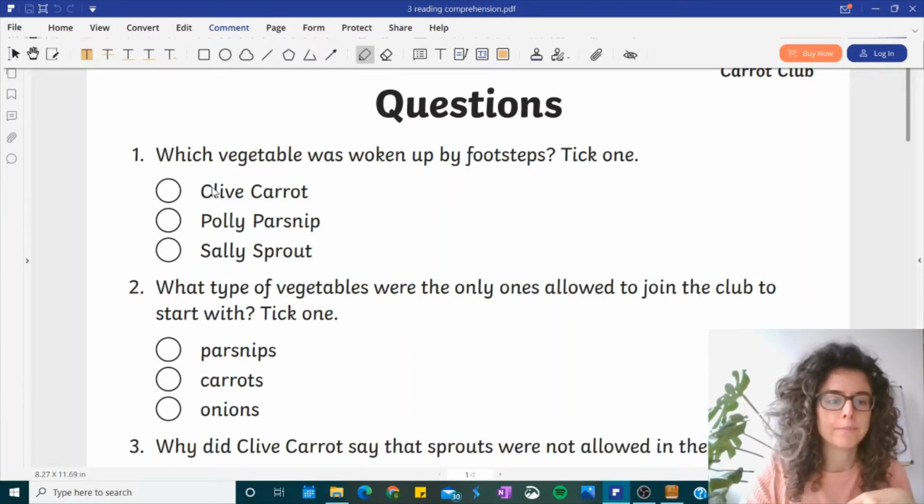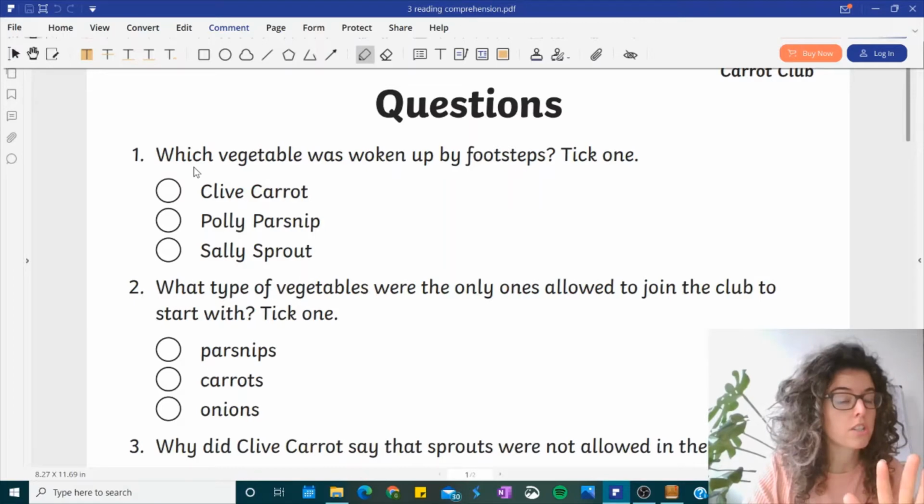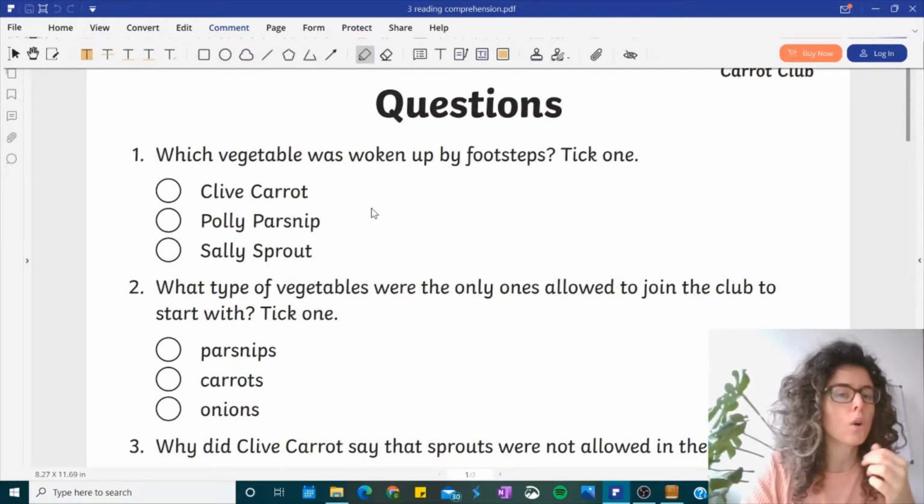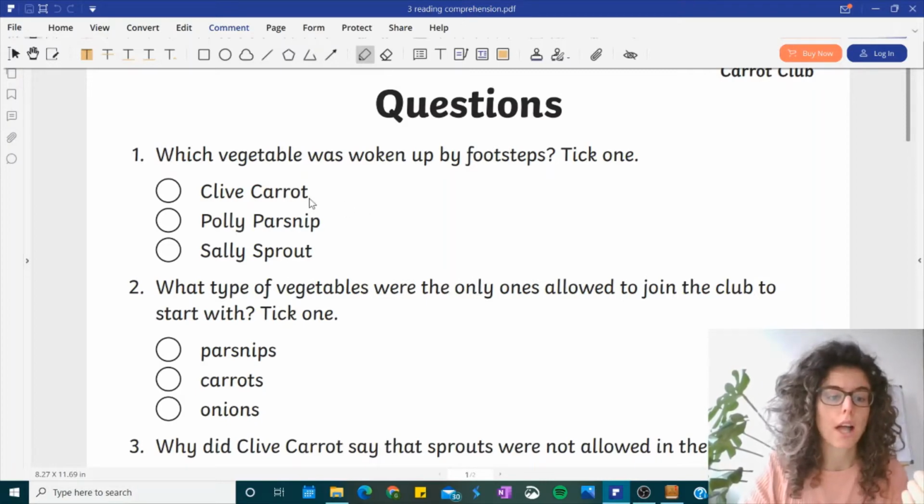Number 1. Remember, you have finished this already if you are watching this video. Number 1. Which vegetable was woken up by footsteps? Tick 1. So we have to remember which vegetable in the beginning of the story was woken up by the carrots. So Clive Carrot is an option or a choice. Polly Parsnip is another choice. And Sally Sprout is another choice.